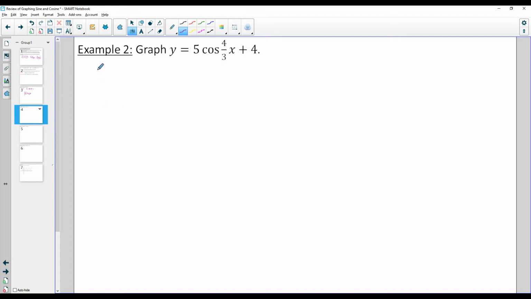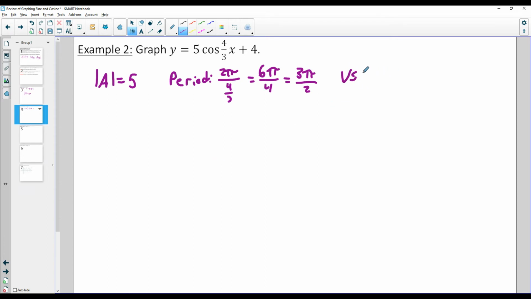So now we have an amplitude. The absolute value of that is 5. Our period, 2 pi divided by k, which is 4 thirds, which is the same thing as multiplying by 3 fourths. So when we multiply by 3 fourths, we're going to get 2 pi times 3 divided by 4, which is 3 pi halves. So kind of a weird period. And then our vertical shift is 4.